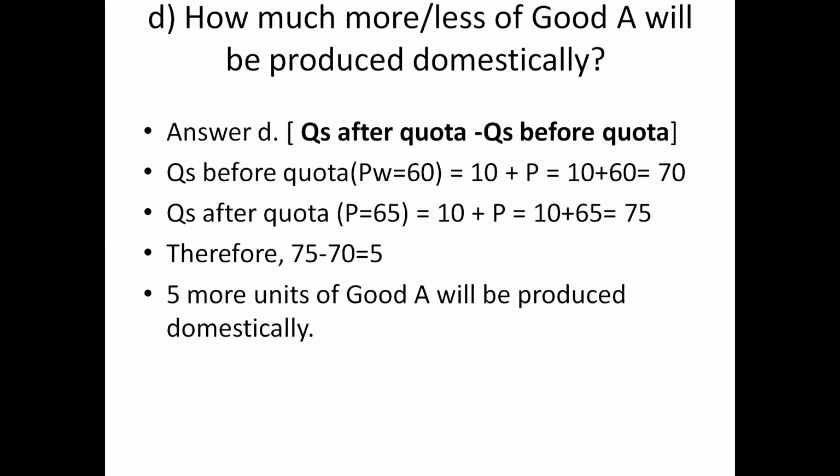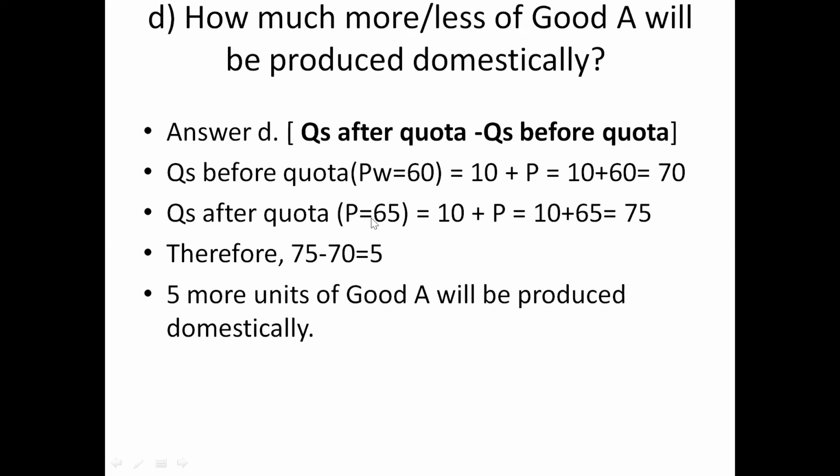But by how much? For that, we simply have to deduct quantity supplied before quota from the quantity supplied after quota. So how do we find out these numbers? For quantity supplied before quota, we simply put the price which was before quota, which was the world price, into the supply function. So 10 plus P, and then we put P equals 60, and we find out the quantity supplied before quota.